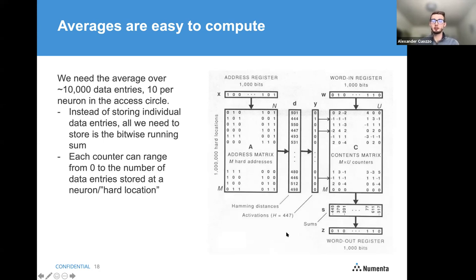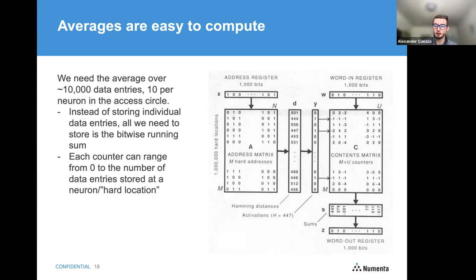And very close in this sense actually means just the neurons that are closer than 447 bits away, which is pretty large. I mean, if you have 1,000 bits, that just means they have to share 44.7%.